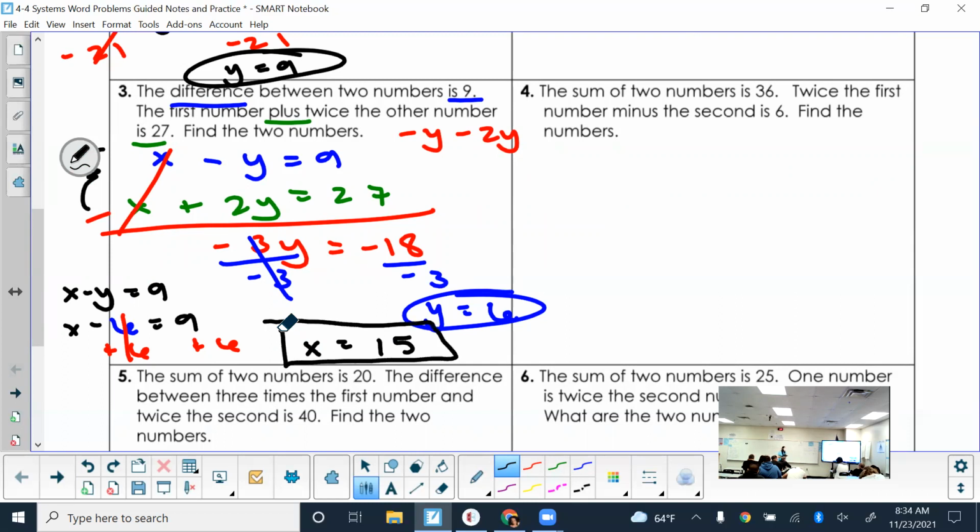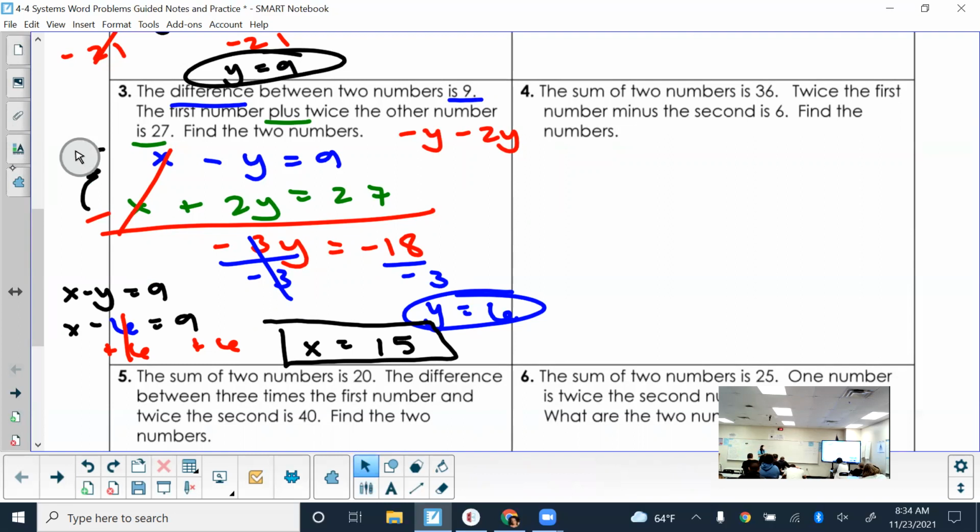All right, and check your answer if you wish. 15 minus 6 is 9. 15 plus 12, because that's what 2 times 6 is, is 27. So any questions about that?